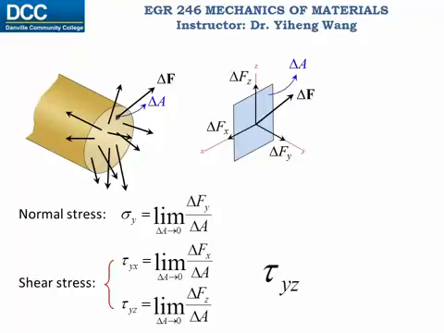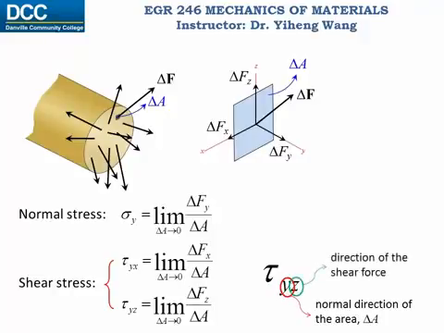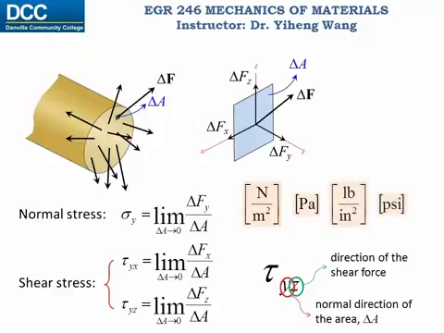The first subscript indicates what surface it is. Surfaces are defined by its normal direction, in this case the y direction. Then the second subscript indicates the actual direction of the shear stress vector. Since stress is defined as a force over area, in the SI unit system, its unit is Newton over meter squared or Pascal, and in the US customary unit system, its unit is pound over inch squared or PSI.